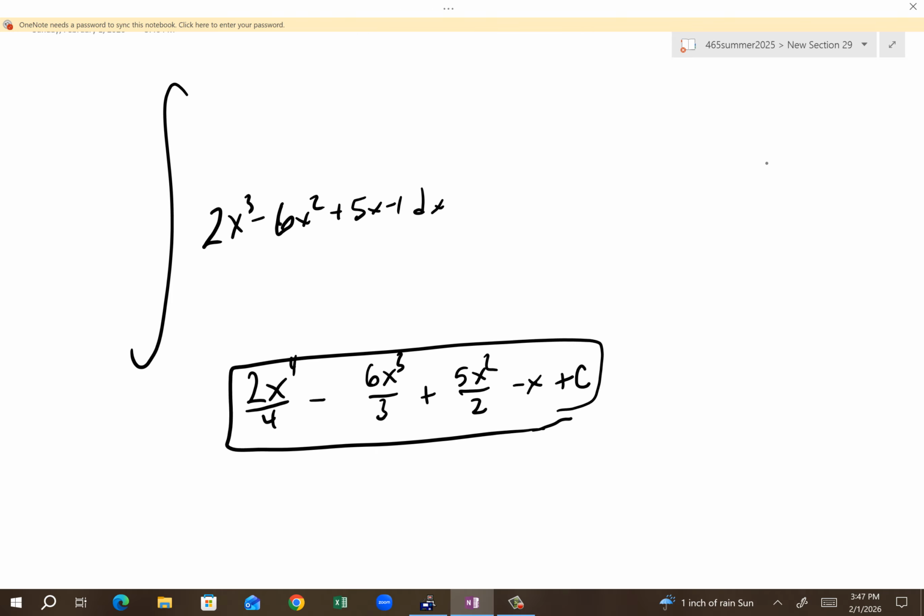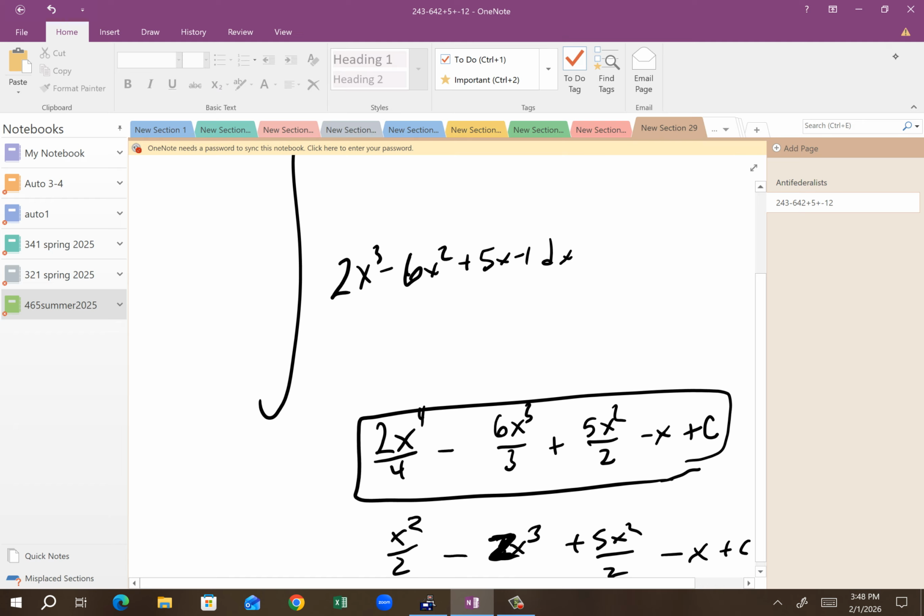That's a big deal. Obviously, this should be reduced. This one doesn't reduce. Yay, and the crowd goes wild. Okay.